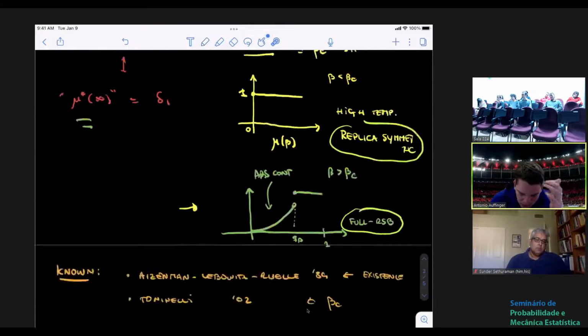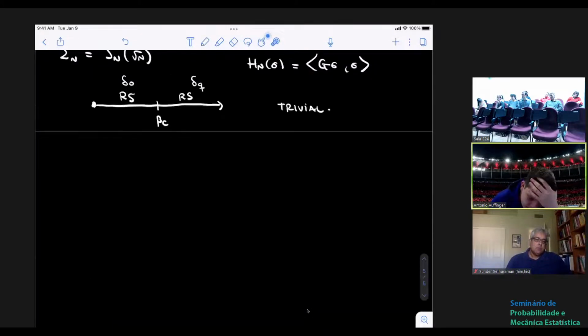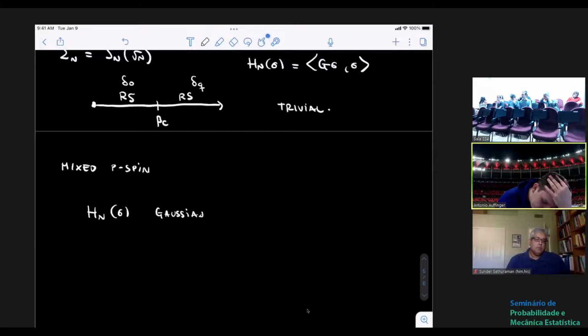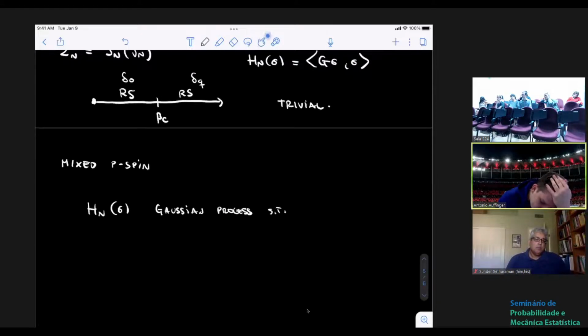Okay, so what you do is, in fact, and again, I could just start like this. You can just look at something that people call the mixed spins, and that doesn't cost much, which is to define Hn of sigma to be a Gaussian process such that the covariance is now a function of the inner product, the normalized inner product of sigma and tau.